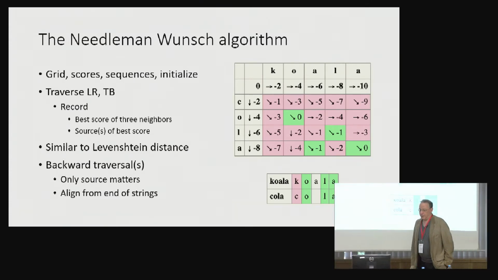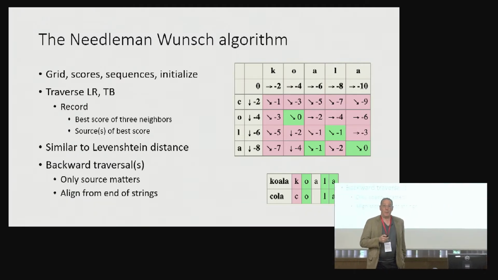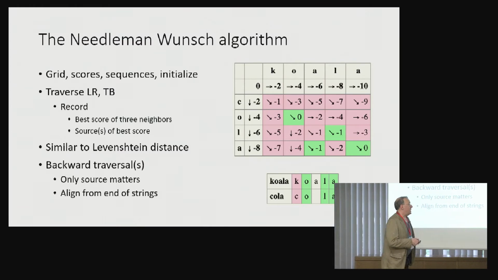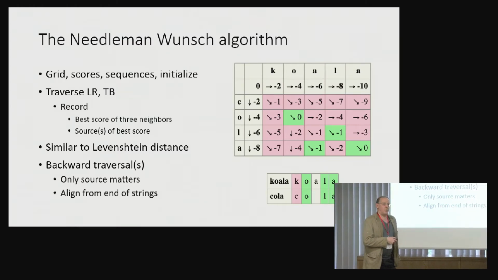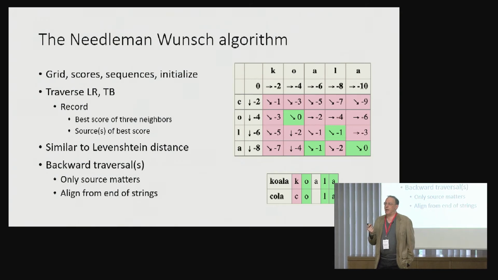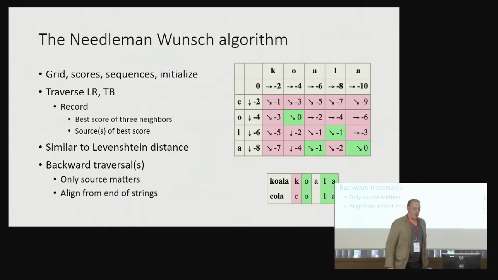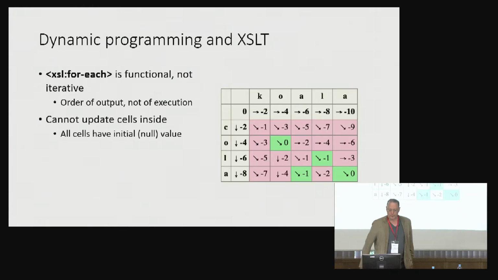One of the things that's helpful for me in this backward traversal to perform the alignment is that all I care about when I'm doing that is where the value came from. I don't care what the value is. I don't care what the sequence items are that were above and to that side. All I care about in this case is the direction of that arrow, and that's going to be useful later.